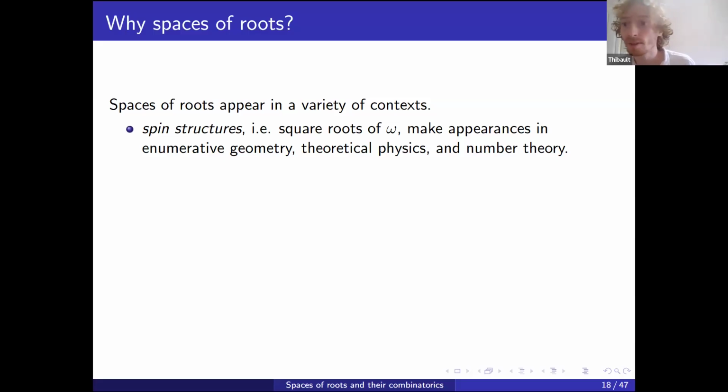They appear in theoretical physics somehow. Don't ask me why or how, but this spin is the same as the spin of electrons for string theorists. And sometimes in number theory, you also see square roots of omega appear. I know relatively little about that as well.